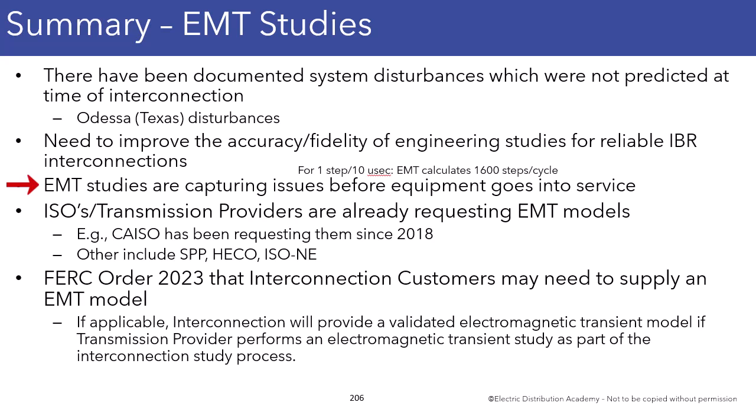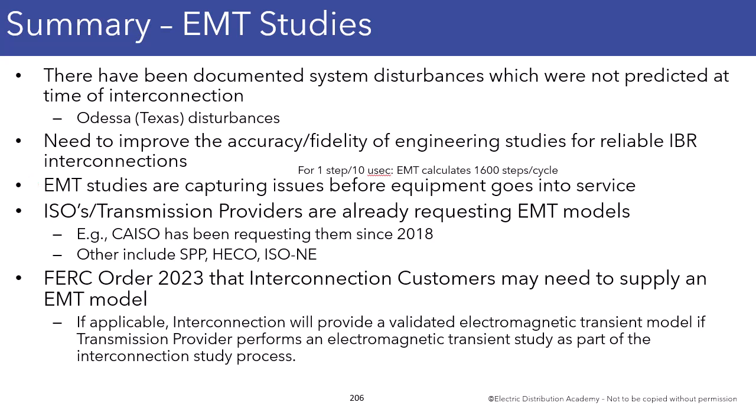And, just as a fun fact, in the small print, you see if you are using a time step of 10 microseconds in a study, then EMT is calculating 600 steps per cycle. And the power is 60 cycles per second. So multiply that by 60 and you'll get the number of steps per second. And that would be, I think it's 96,000 steps per second.